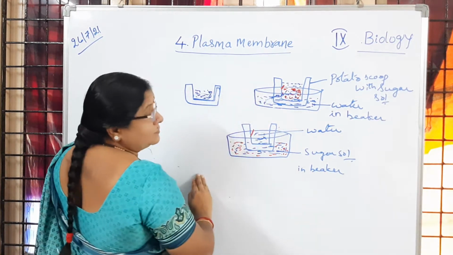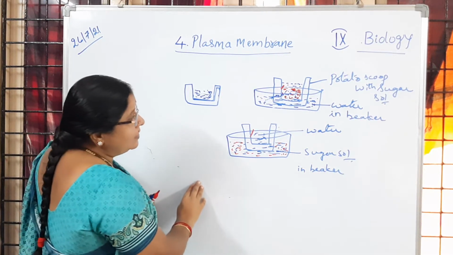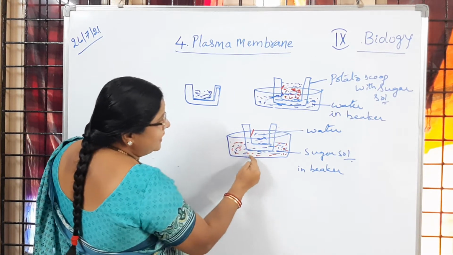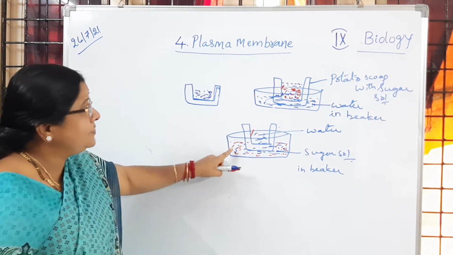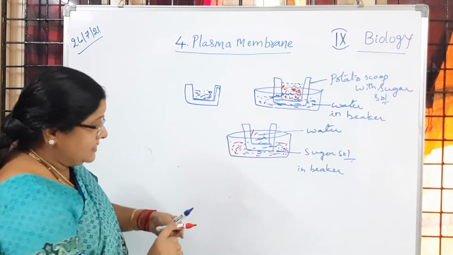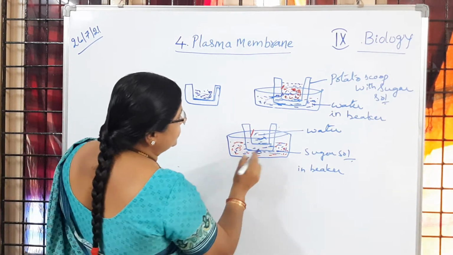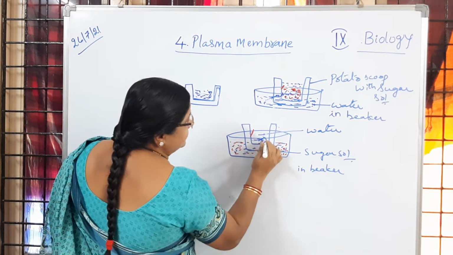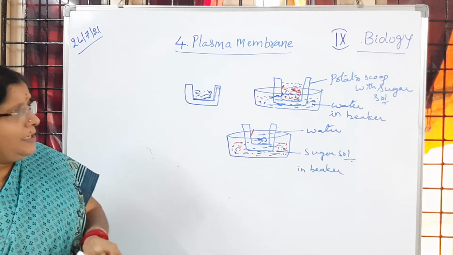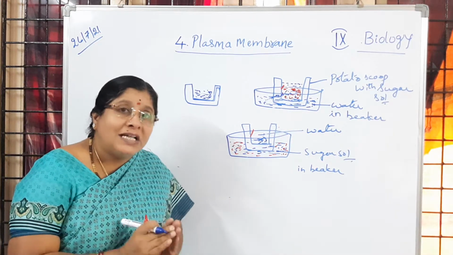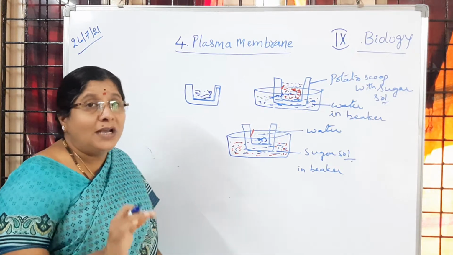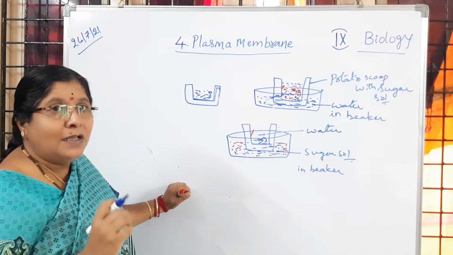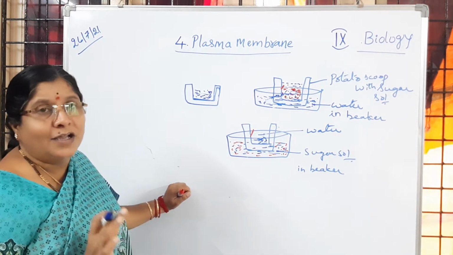So the water is moving into the potato scoop. Have you followed? In the second activity, the water from the potato scoop is leaving into the sugar solution present in the beaker. So what will happen to the level of water here? The level of water is going to decrease in the potato scoop. In both activities, the movement of water is happening, from low concentration to higher concentration.